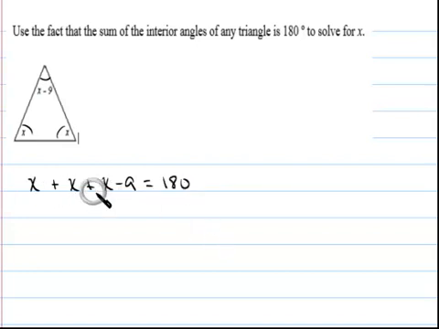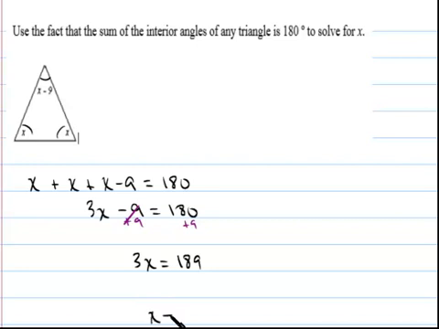Alright, well then solve by combining these three X terms. They're all on the same side. 1X plus 1X plus 1X is 3X, minus 9 equals 180. Let's go ahead and solve this for X. So we're going to add 9 to both sides. We're going to get that 3 times X equals 189. 3 times what is 189? X is going to be 63 if we just divide both sides by 3 here.